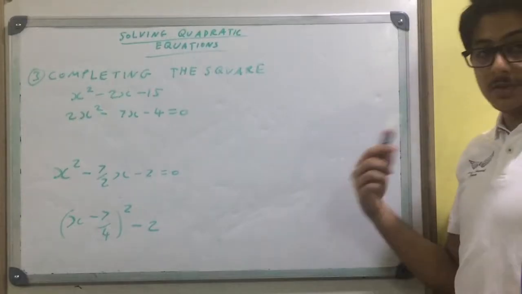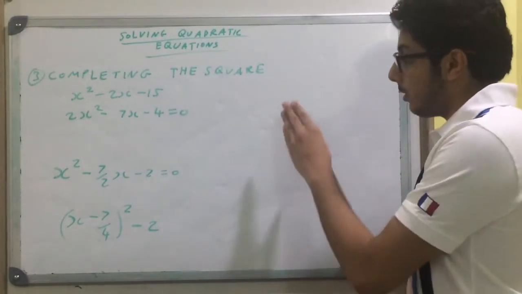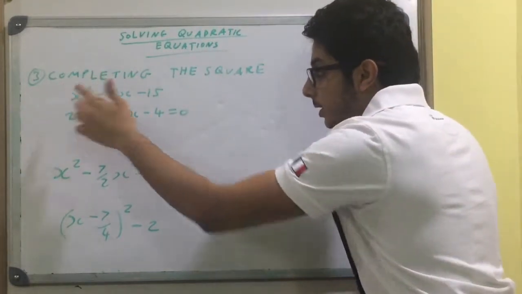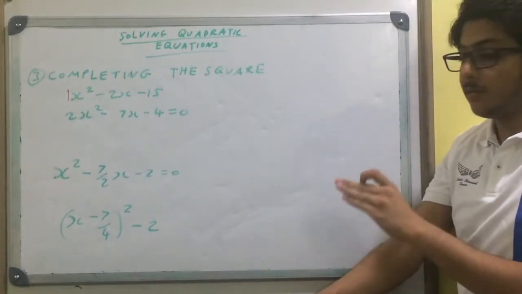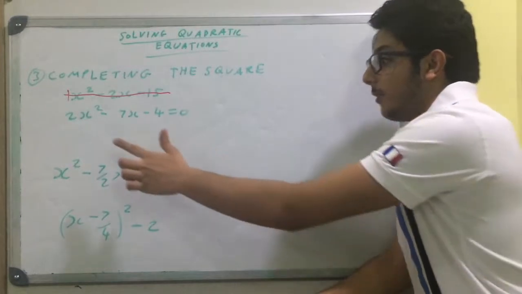Next method. So this method is called completing the square. Now completing the square only works if the coefficient of x squared is 1. So I'm going to give you another equation that we're going to use instead, which has a coefficient greater than 1.